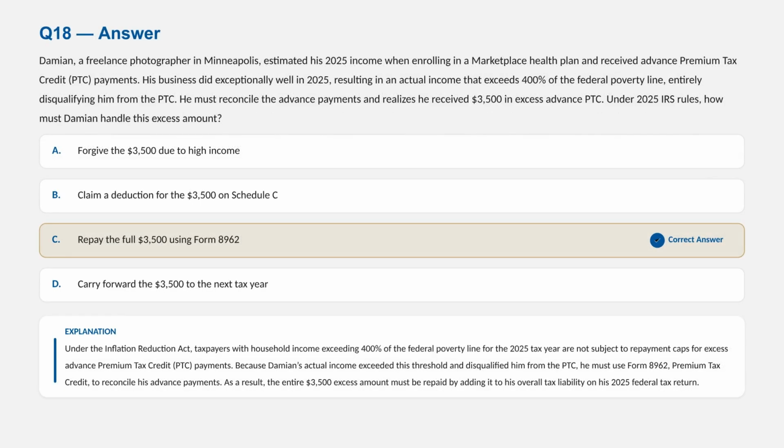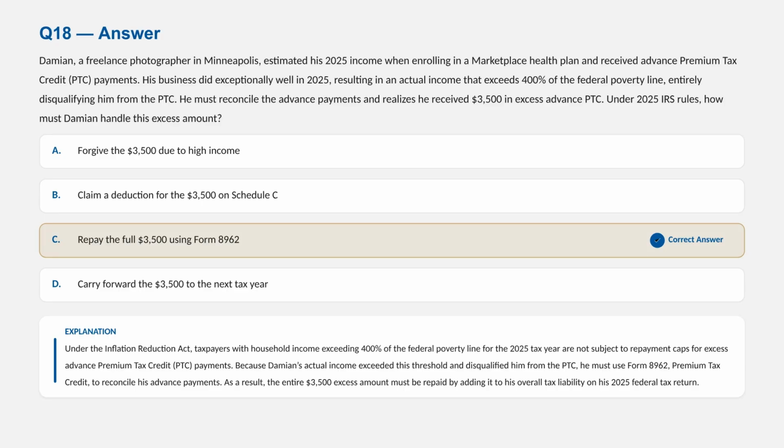The correct answer is C. Repay the full $3,500 using Form 8962. Under the Inflation Reduction Act, taxpayers with household income exceeding 400% of the federal poverty line for the 2025 tax year are not subject to repayment caps for excess advance premium tax credit, PTC, payments. Because Damien's actual income exceeded this threshold and disqualified him from the PTC, he must use Form 8962, premium tax credit, to reconcile his advance payments.